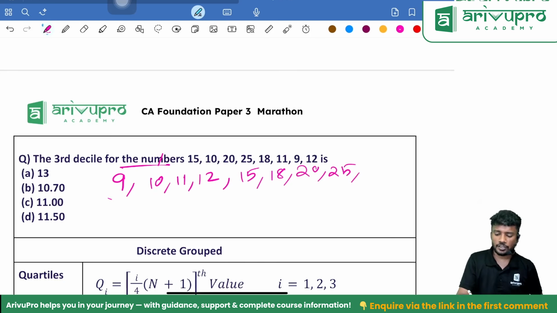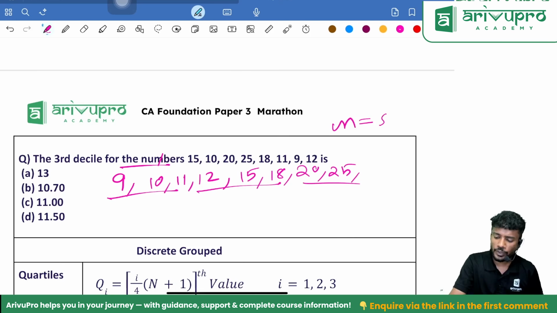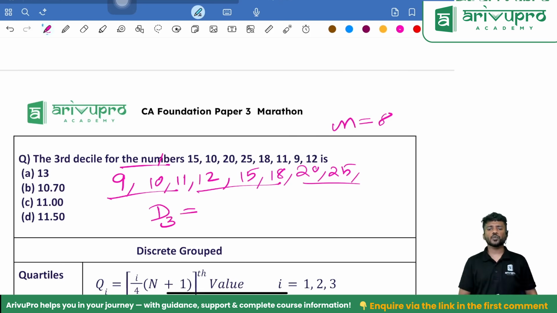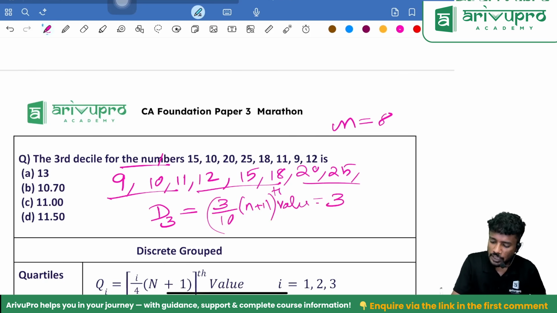Done. How many are there in total? 8 terms are there in total. So n is equal to 8. Now, how to find third decile? Third decile means what? D3. That is nothing but 3 by 10 into n plus 1th value, which is equal to 3 by 10 into how much the n plus 1? That is 9th value. So 27 by 10 is how much?